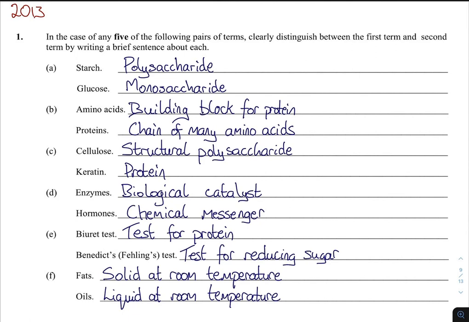Fats and oils. Fats are solid at room temperature. Oils are liquid at room temperature. You must use the words room temperature. If you leave out room temperature there, you do not get the marks. So fats and oils, you must refer to room temperature.